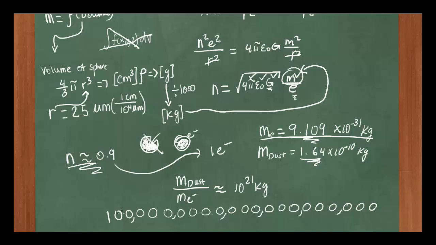If I compare the dust particle and the electron, the dust particle is 10 to the 21 times bigger than the electron. This really shows how tiny these particles are. I can't even imagine how small these particles are. I can't even imagine this number. I don't think anyone could imagine this number in their head. But these super tiny particles are capable of overcoming the force between two objects that are 10 to the 21 times bigger than them in mass.